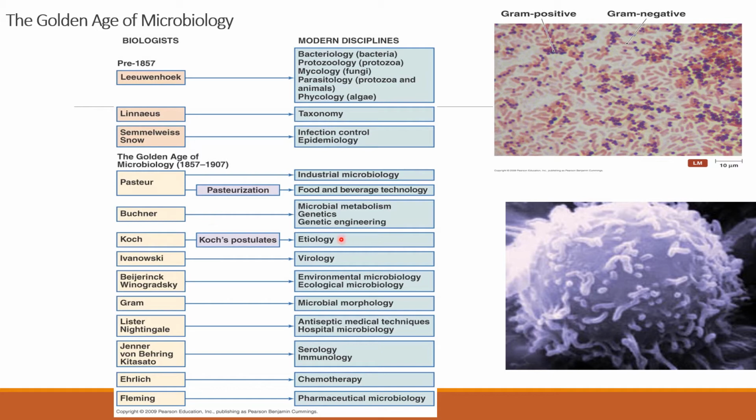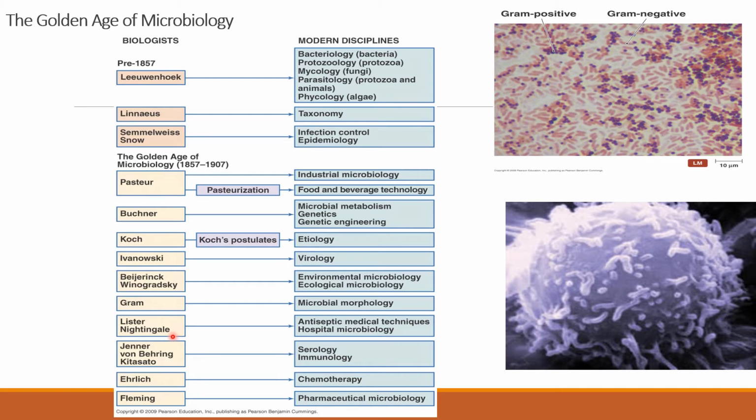From here, industrial microbiology started. He contributed a lot to food and beverage technology. Then Buchner worked on microbial metabolism, genetics, and genetic engineering. Koch's postulates were about etiology. Ivanovsky about virology. Beijerinck and Winogradsky about environmental microbiology. Again, that's a unique thing. Ecological microbiology was there. Then Gram contributed to microbial morphology. Today we hear about gram positive and gram negative bacteria.